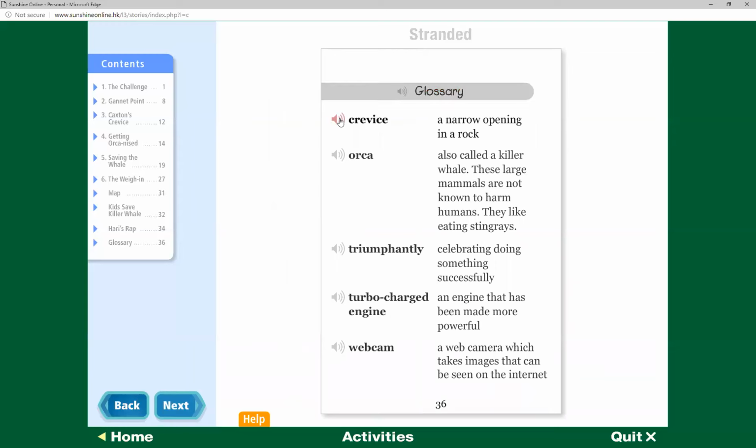Glossary. Crevice. A narrow opening in a rock. Orca. Also called a killer whale. These large mammals are not known to harm humans. They like eating stingrays. Triumphantly. Celebrating doing something successfully. Turbocharged engine. An engine that has been made more powerful. Webcam. A web camera which takes images that can be seen on the internet.